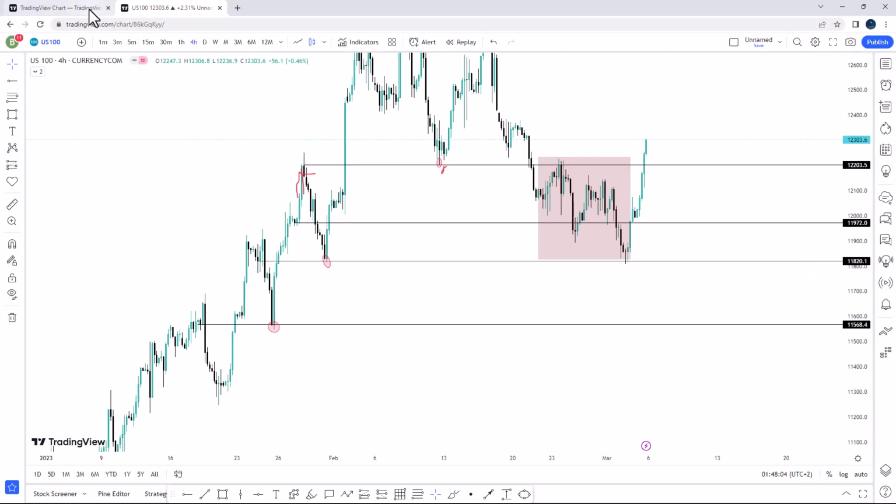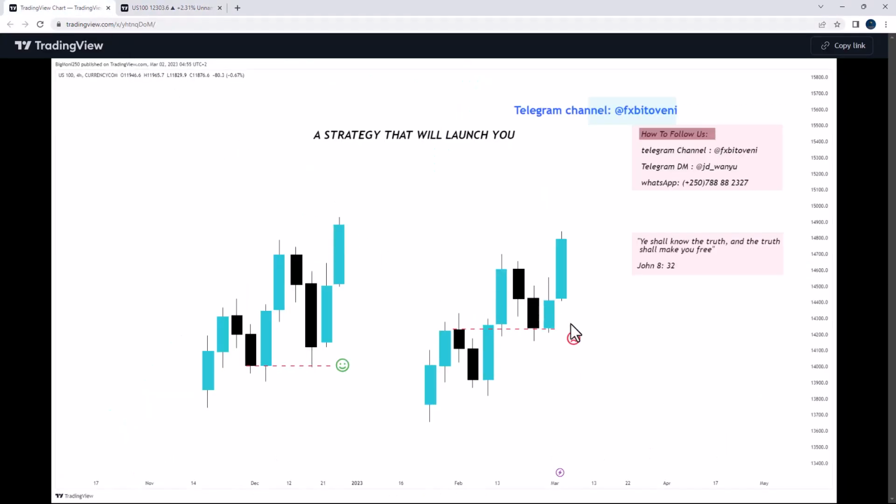So now you can remove this red emoji and you can put a green emoji, that you understand what to do when price is touching a zone like this. Go to any pair, backtest it. You're going to see that.